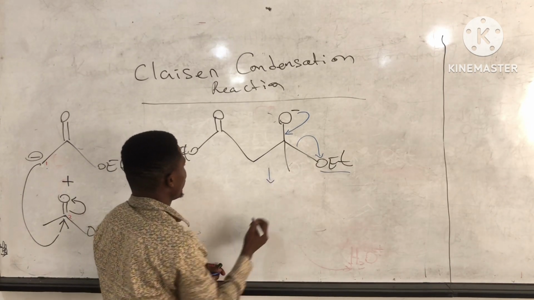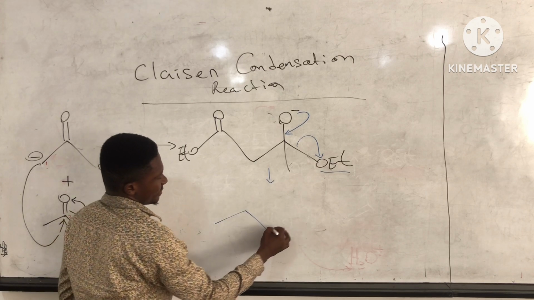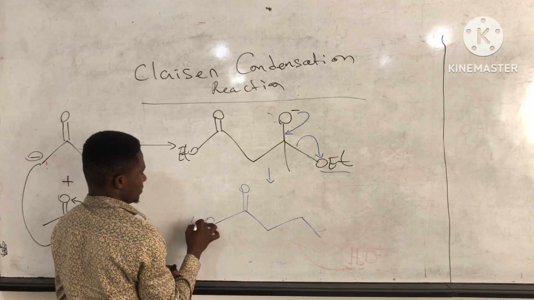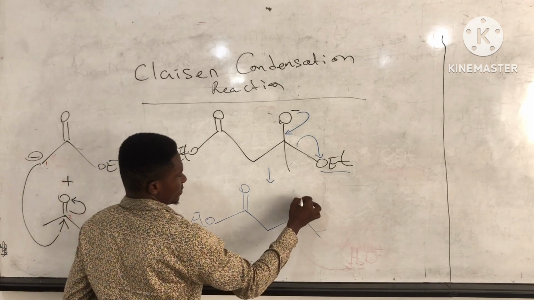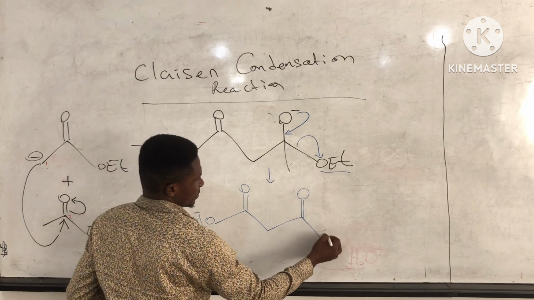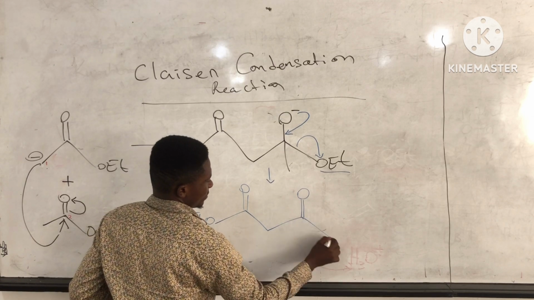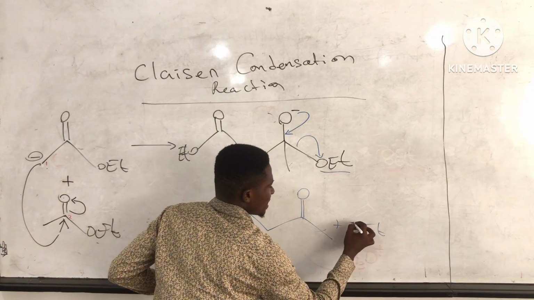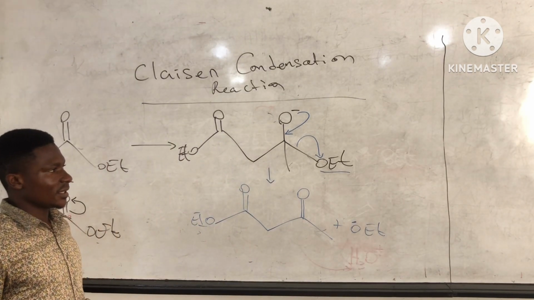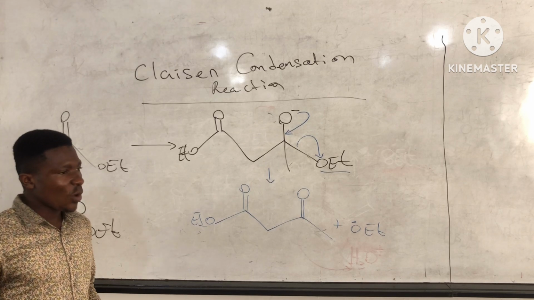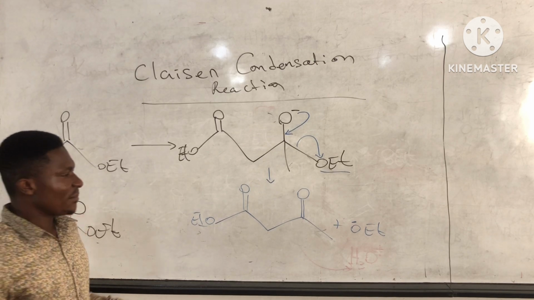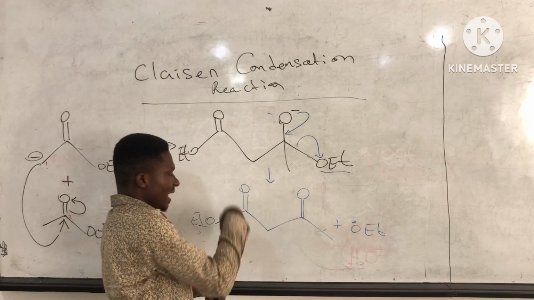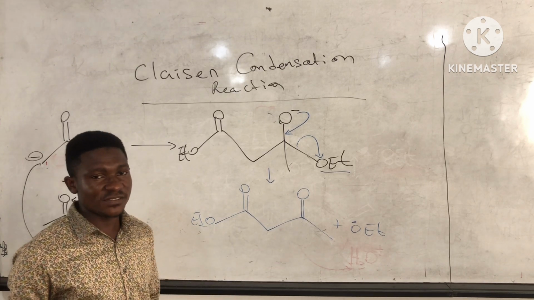Okay, now when this ethoxide group leaves the system, what do we get? We end up having a product like this. Yeah, so this is the product we form plus our ethoxide, which is negatively charged. Okay, good. Now what happens? The next thing that happens is that because this ethoxide group is negatively charged, it is highly unstable, right?